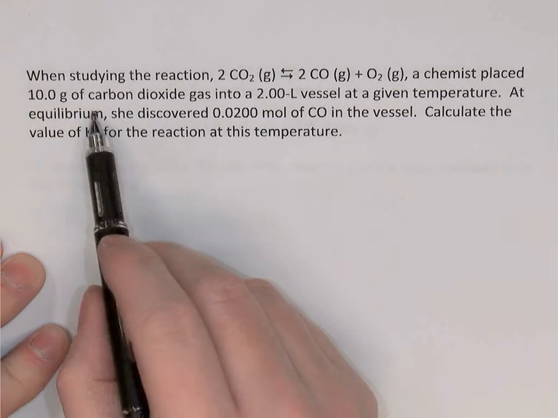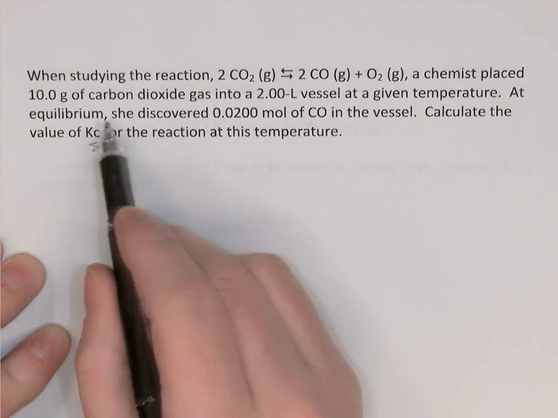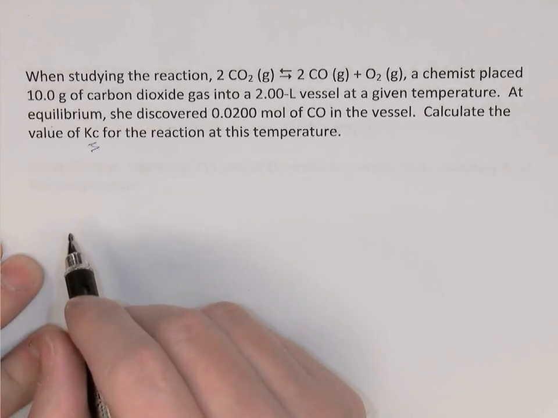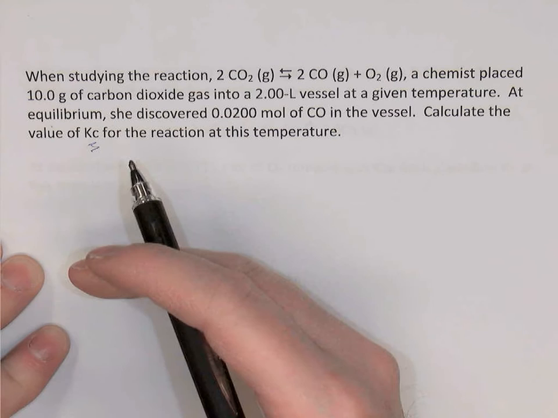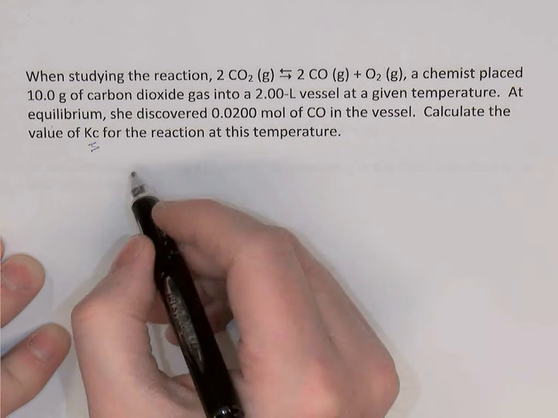Now, since we were told what was placed in the vessel and then what is at equilibrium, this is a signal to set up an ICE table for the reaction, since there's a starting set of conditions given, and we're going to need the equilibrium set to find Kc.